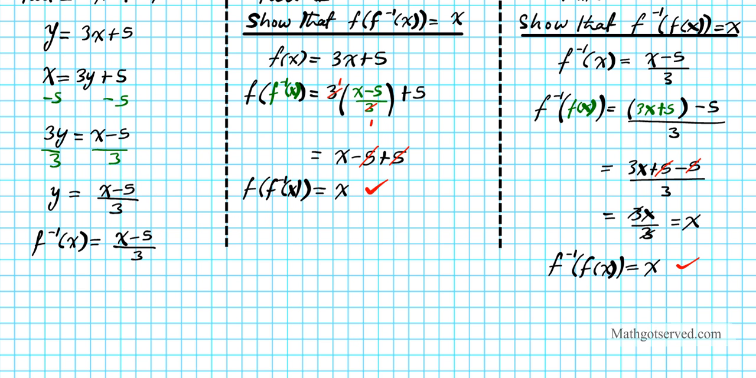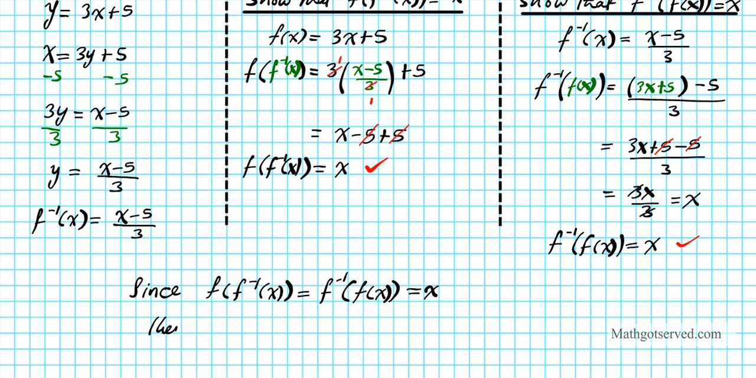So what's our conclusion? Well, since f composed with f inverse of x is equal to the reverse composition, which is f inverse composed with f of x, since these two are equal to x, as part 2 and 3 show, then the answer we got, x minus 5 over 3, is in fact the inverse of f of x, which is 3x plus 5. All right, so this completes our proof.